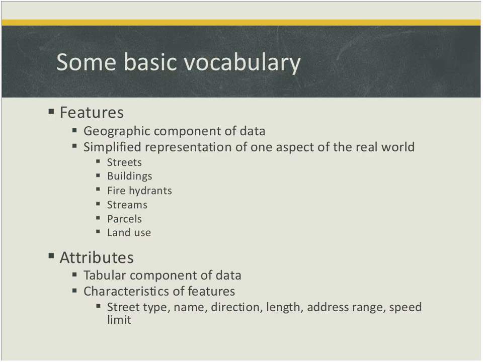Another type is a tabular component. So it's the attributes or the characteristics of the features. So if we think, for example, of streets, then streets might have attributes that include the type of the street, the name of the street, the direction, its length, address ranges, speed limit, things like that. So in a GIS, you're constantly using both attribute data and feature data.